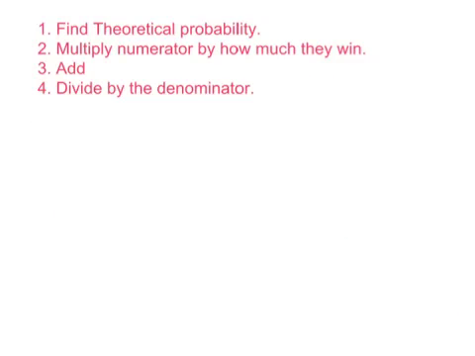So these are the steps that you actually need to take to find out expected value. First, you find the theoretical probability, multiply the numerator by how much they win, add, and then divide by the denominator. If you want to go through that, just make sure that you rewind this video and look back at those 4 steps. We'll give you one more situation. I want you to apply these steps right below this.